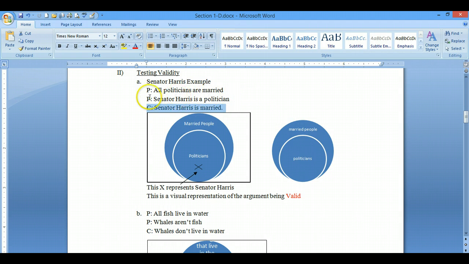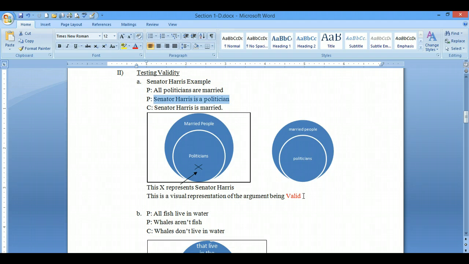Well, the second one tells us Senator Harris is a politician. So Senator Harris is definitively in the politician circle. So is my conclusion Senator Harris is married? Well, if my X is within the politician circle, it's also within the married circle. So yes, Senator Harris is indeed married according to this argument. So here's our answer. X is within that politician circle. It does support the argument, and therefore it is valid.